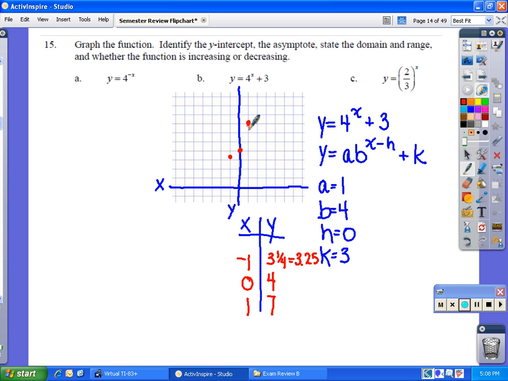If we go back to our calculator, we'll see that at -2, we get 4 to the -2 is 1 over 4 squared, or 1/16 plus 3. So this is going to be approximately 3.06, very, very close to 3. This gives us an idea that our asymptote here is going to be the line y equals k, or y equals 3.